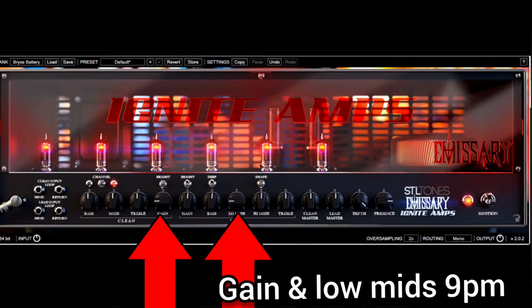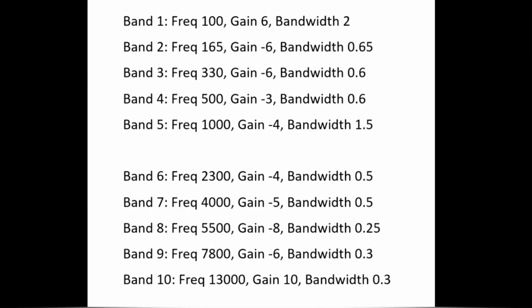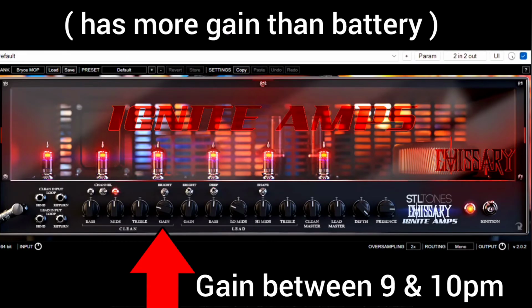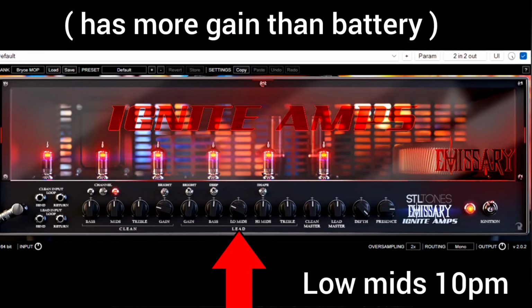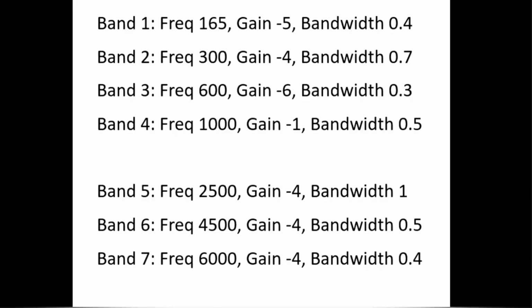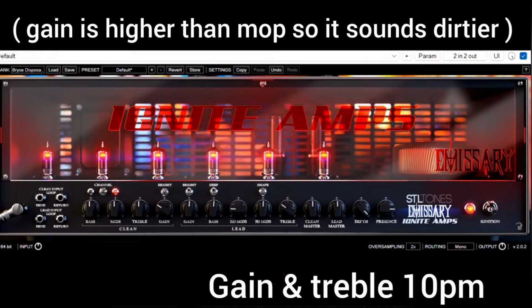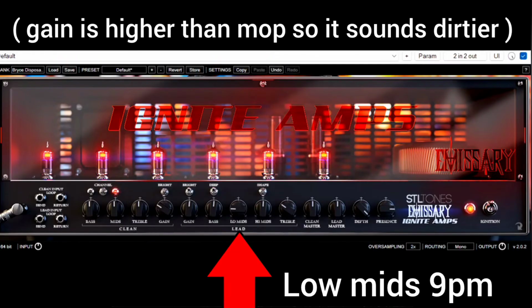Battery tone. Gain and low mids at 9 pm. Master of Puppets. The gain is between 9 and 10 pm and the low mids at 10 pm. Disposable Heroes. Gain and treble at 10 pm, low mids at 9 pm.